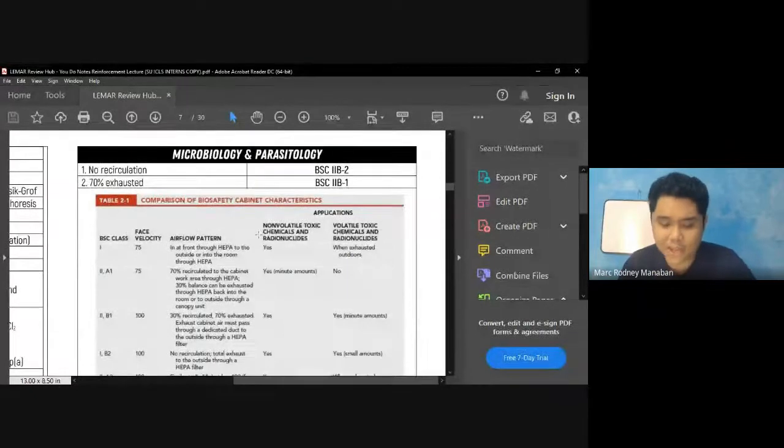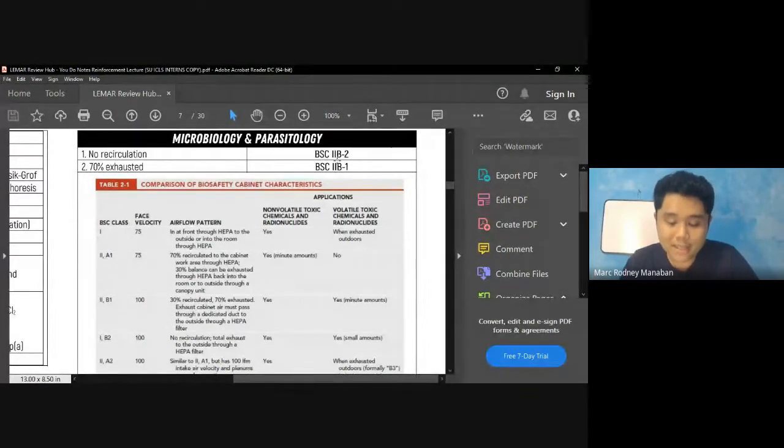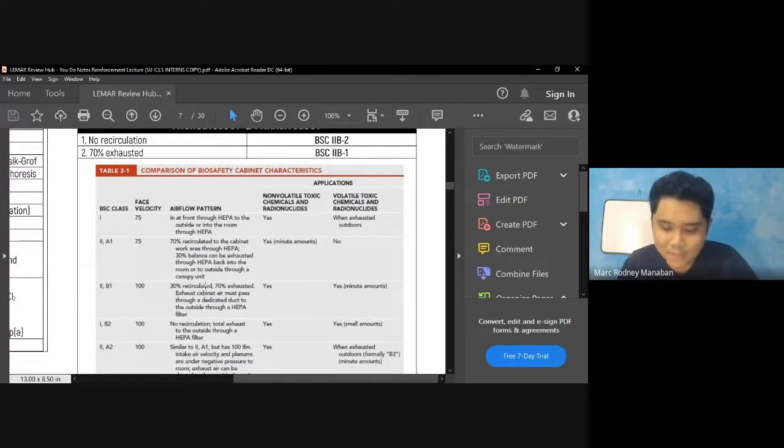Now, for biosafety, again, what you have to remember are the keywords. No recirculation, 70% exhausted. Take note of those. If no recirculation, that's BSC Type B2, and 70% exhausted, BSC Type B1. Sorry, it's B2 for no recirculation, not 2B2. Essentially a typo.